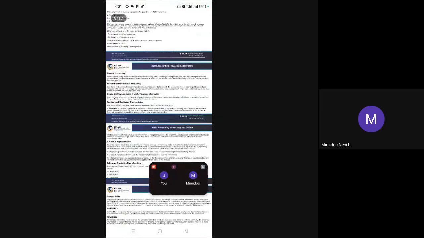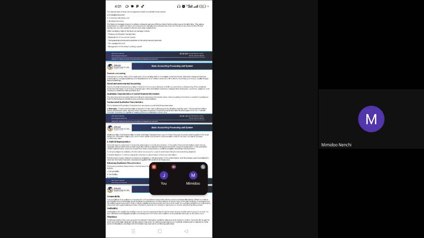Now, let's look at the qualitative characteristics of useful financial information. What are the traits we need to see when it comes to useful financial information? Are we together? Yes.